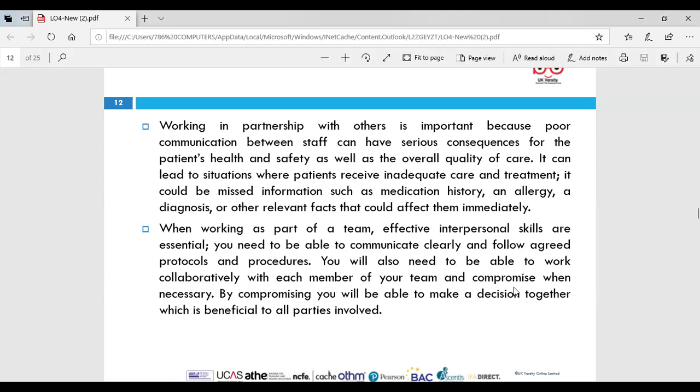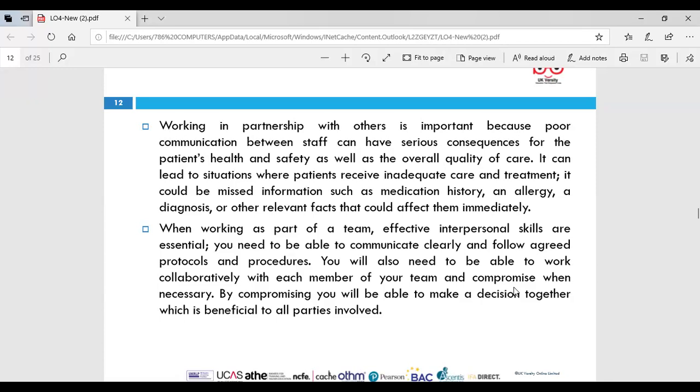Surgery is obviously an important and very serious procedure, but other procedures cannot be taken as not being serious. Everything should be taken care of, because whether serious or non-serious, it's people's lives that you're dealing with. So you need to be able to communicate clearly and follow agreed protocols and procedures. You should actually know the protocols and procedures. You should be able to learn those protocols and procedures. And collaborative working with each member of your team is very important.